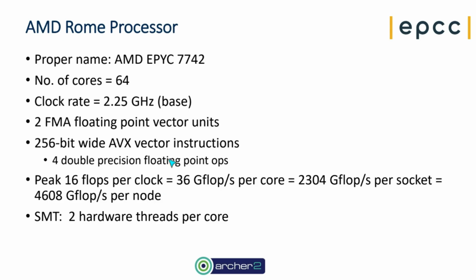Multiply by the clock rate, that's 36 gigaflops per second per core, and then multiply up again by the number of cores and the number of chips in the node. That gives you about 4,608 gigaflops per second per node. In terms of SMT, it does support 2 hardware threads per core, but the scheduler does not use these by default.